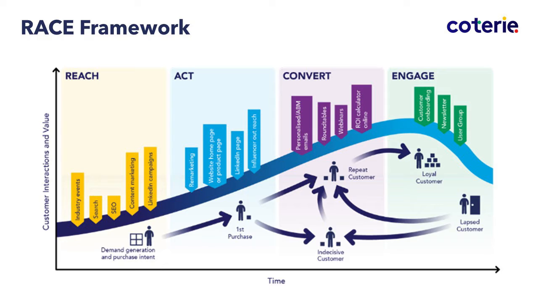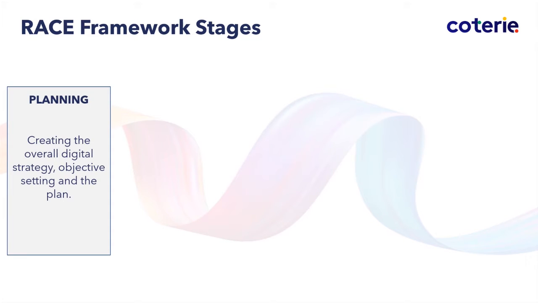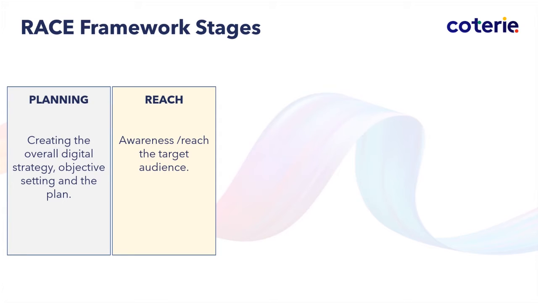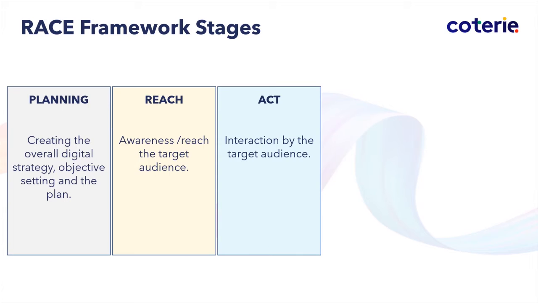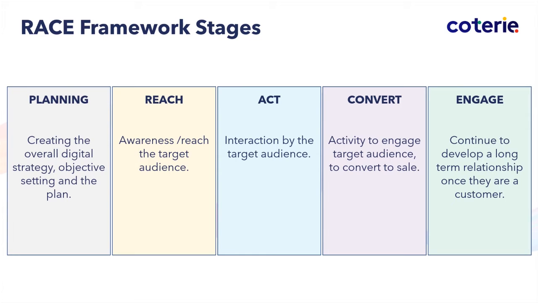The RACE framework is made up of several steps. They are the reach, act, convert, and engage. There's also a pre-step that looks at the planning, and the plan is all about the overall strategy. The reach is the awareness, so how you're going to reach that target audience. And the act is about getting the target audience to have an interaction with your activity. And then convert is all about activity to engage the target audience to convert the sale. And then engage is the final piece, and that's to continue to develop a long-term relationship once you've got that customer on board, and just give them a reminder of why they've chosen you.